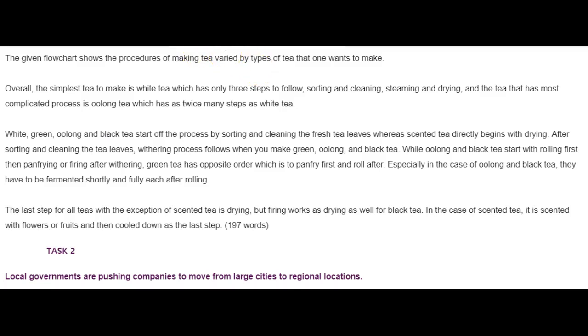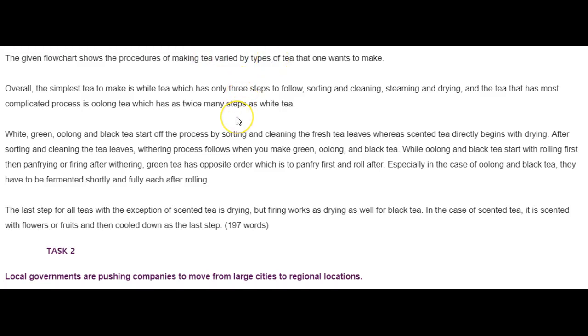Let's try it again. The given flow chart shows the procedures of making tea by type. This is awkward here. This whole part from varied to the very end of the sentence is awkward. So let's fix it one more time. The given flowchart shows the procedures of making various types of teas.